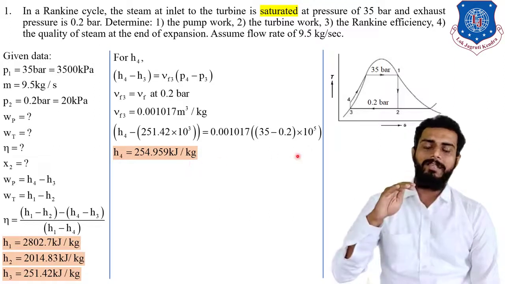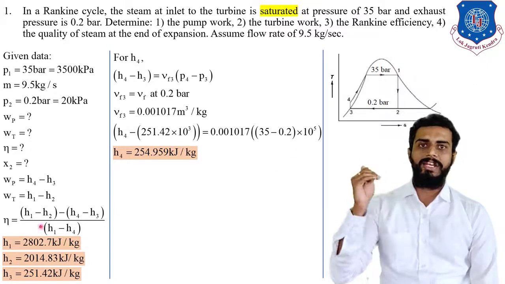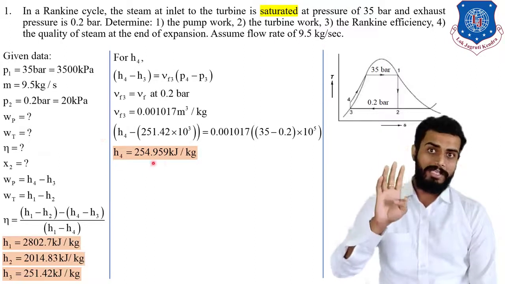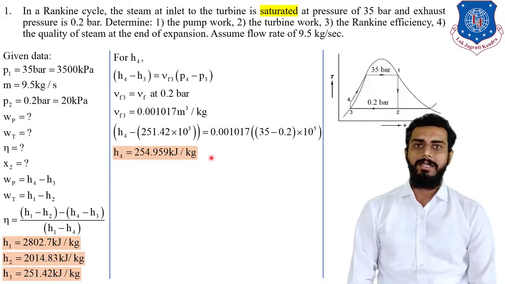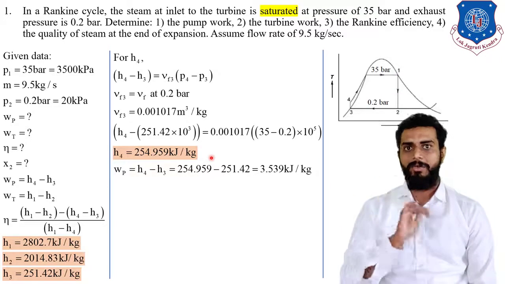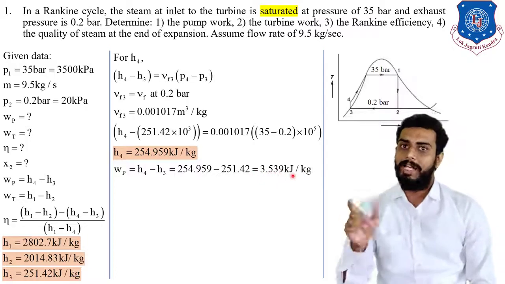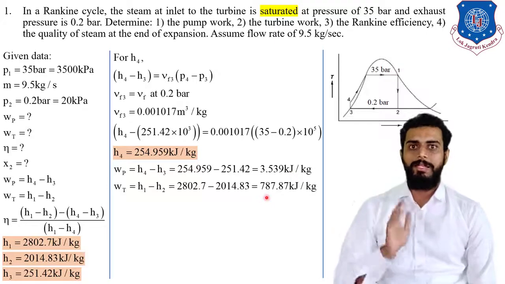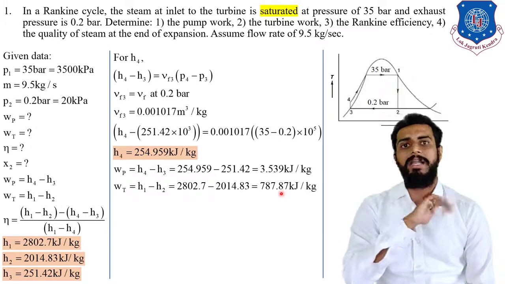Now, students, observe all the highlighted terms: H1, H2, H3 and H4. We have all 4 enthalpies, right? So if we have all 4 enthalpies, then we can find out pump work, turbine work and efficiency. Pump work is equal to H4 minus H3. Substitute the values. The pump work will be 3.539 kilojoule per kg. Then turbine work is H1 minus H2. Substitute the values, and you will have the final answer of turbine work as 787.87 kilojoule per kg.